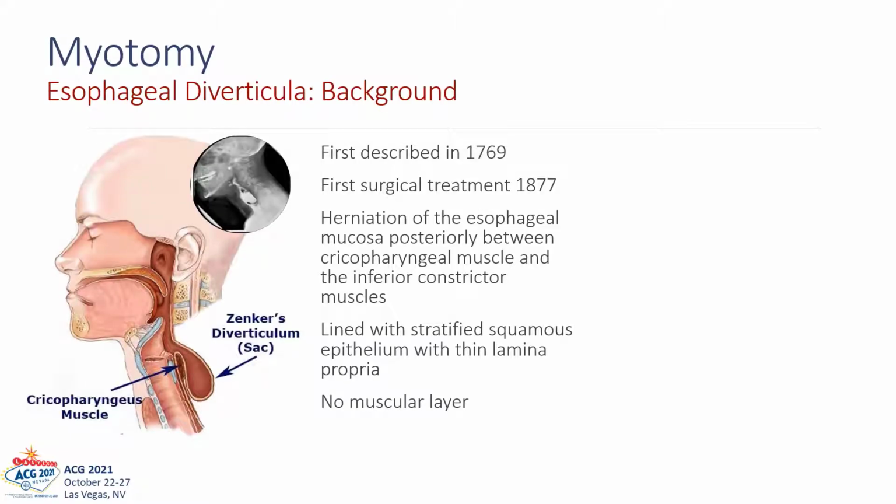And one condition you'd certainly be considering in this patient would be an esophageal diverticula. Zenker's diverticula was first described in 1769, and the first surgical treatment was in 1877. It's a herniation of the esophageal mucosa posteriorly between the cricopharyngeal muscle and the inferior constrictor muscles. It's lined with stratified squamous epithelium and has a thin lamina propria, but no muscle layer.